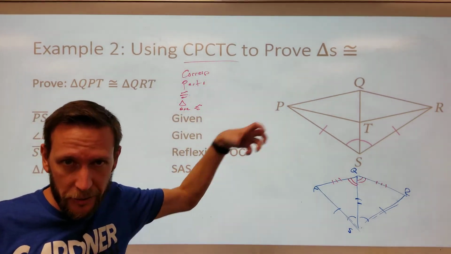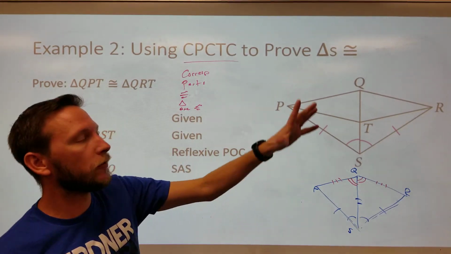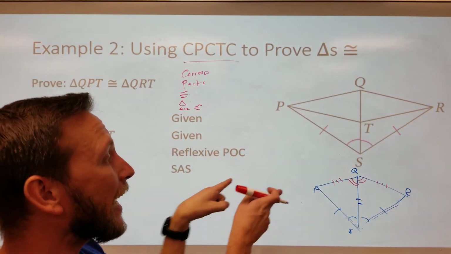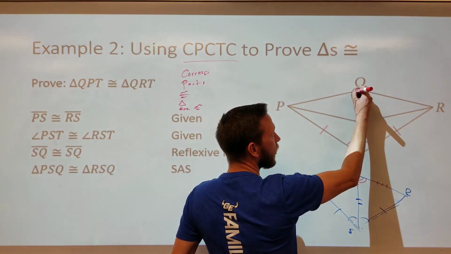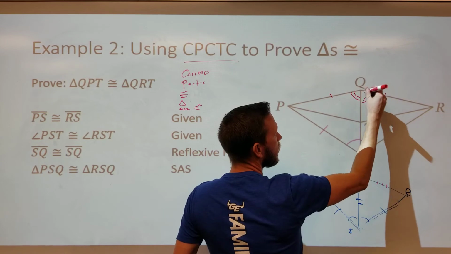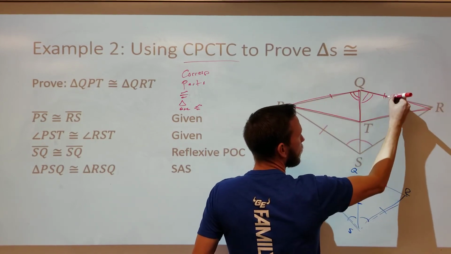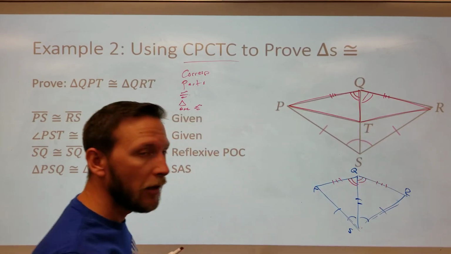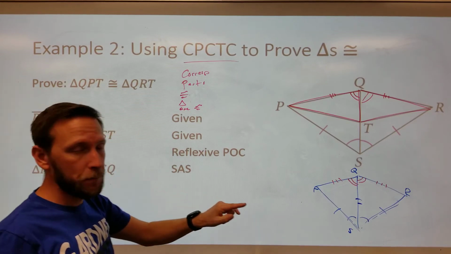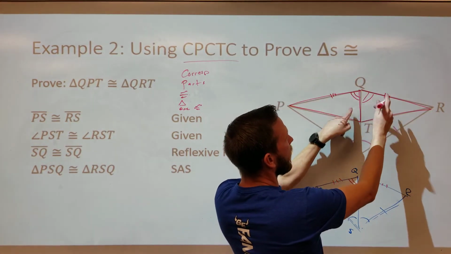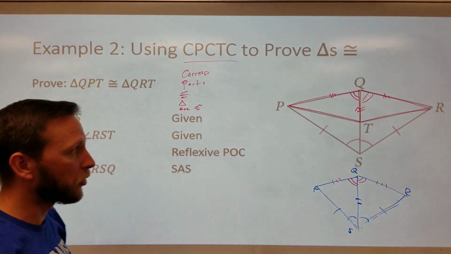Once I've shown that these triangles are congruent using side angle side, I know that all of their corresponding parts are congruent. Now I'm going to care about these 2 pieces in particular because those are shared angles in these 2 triangles. All right? Now, in this pair, QPT and QRT, I've got a pair of sides, a pair of angles, and then this reflexive segment QT congruent to itself.